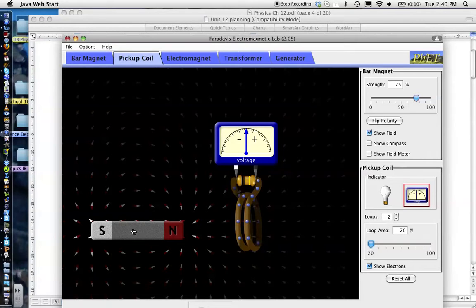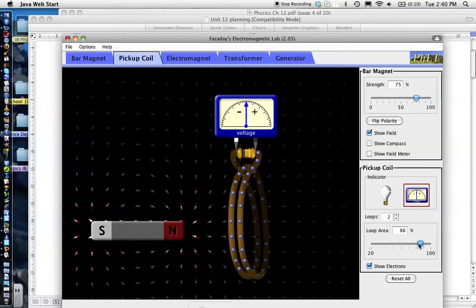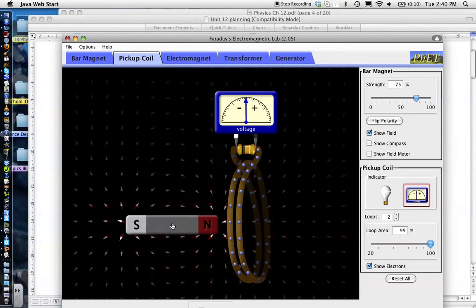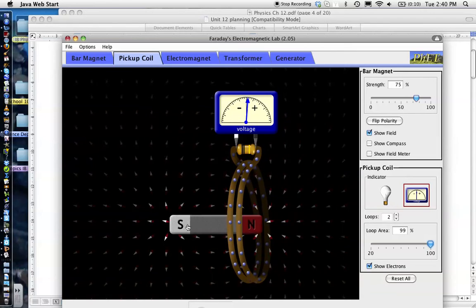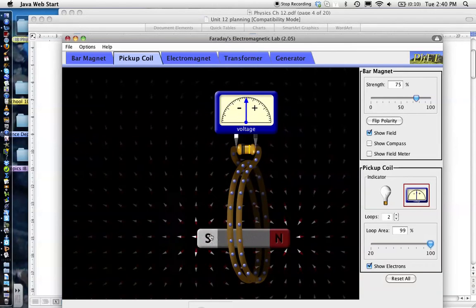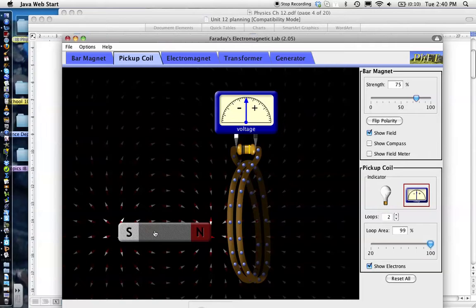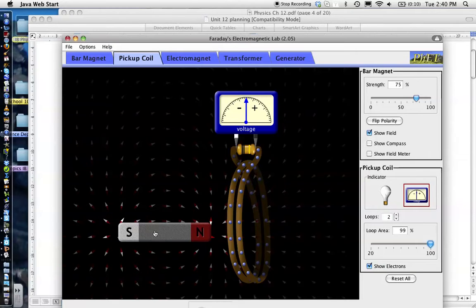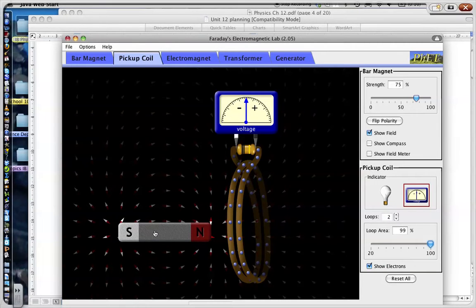Now, if I increase that area and I move it now, the voltage that I produce is actually bigger than with the smaller area. It's not only the strength of the magnetic field, but also it is the size of the area in which the magnetic field operates that will influence the voltage that I have.